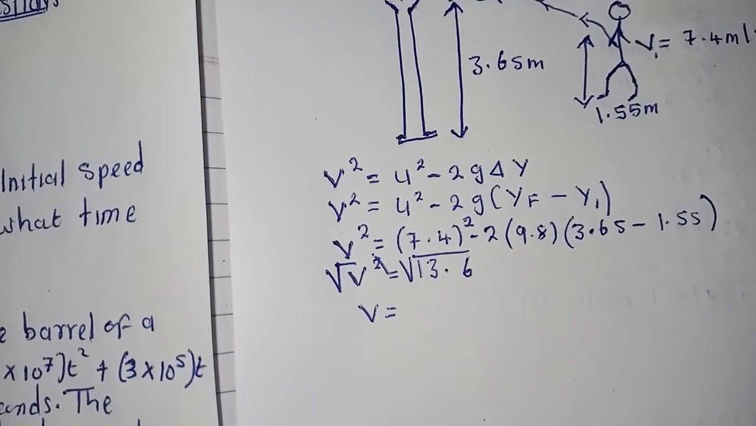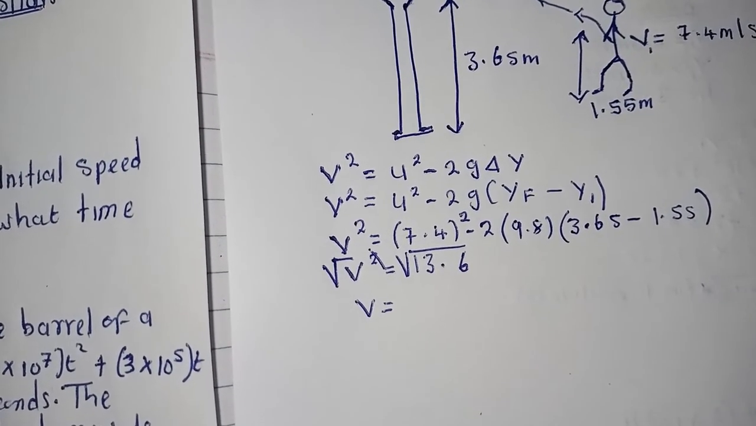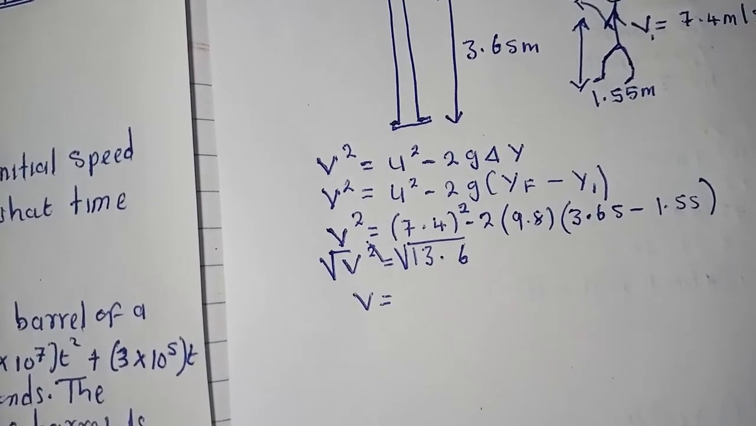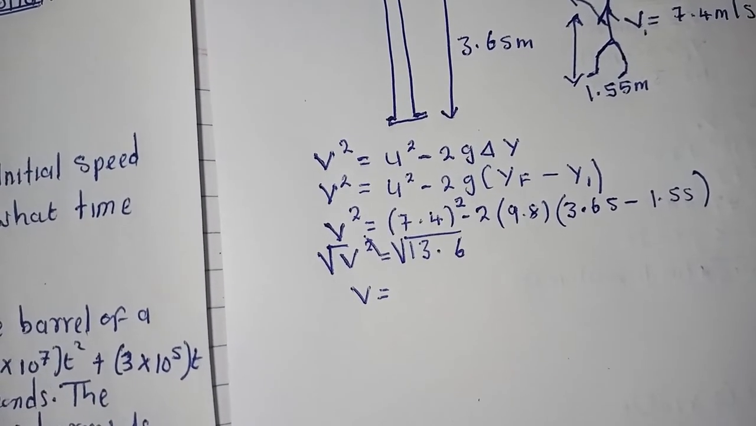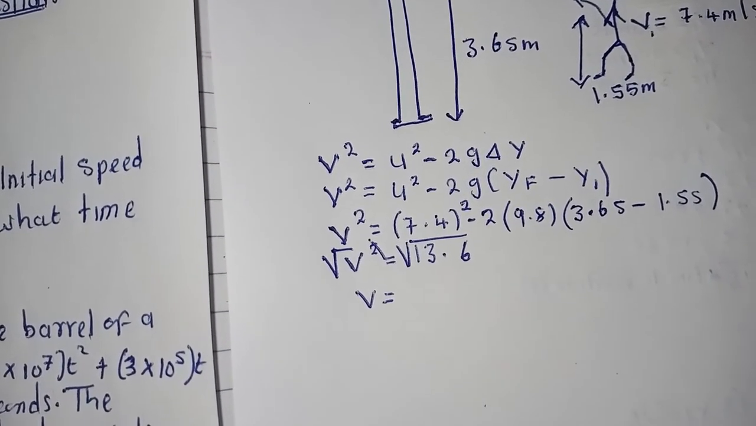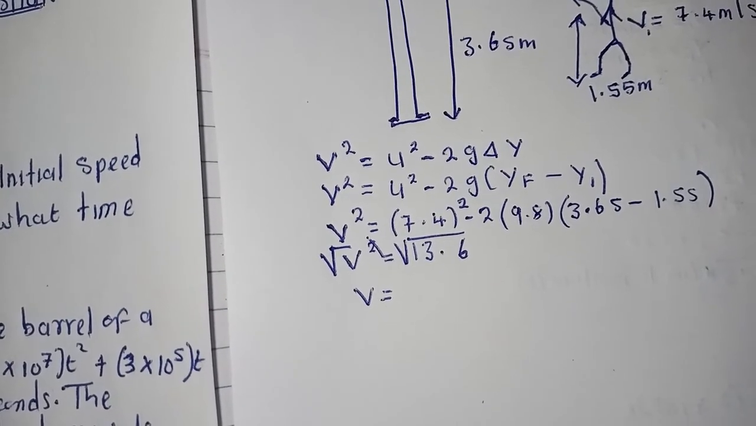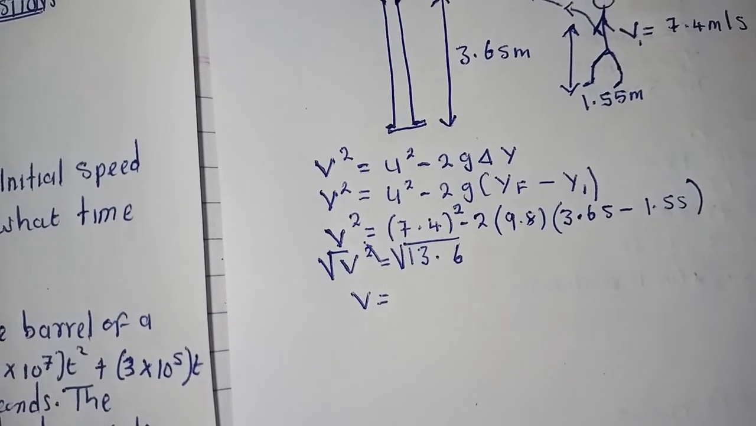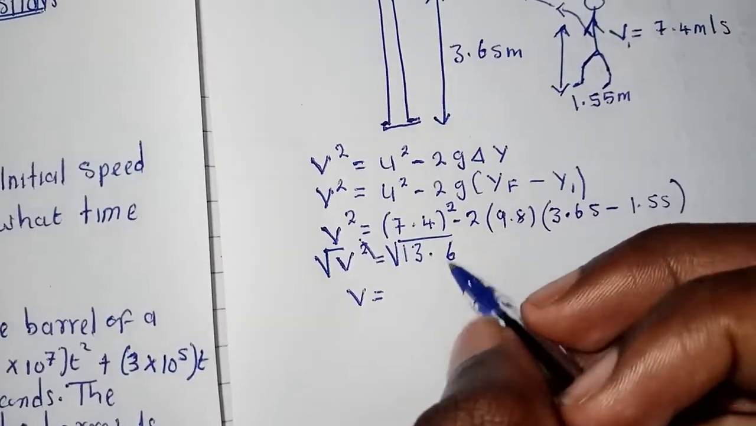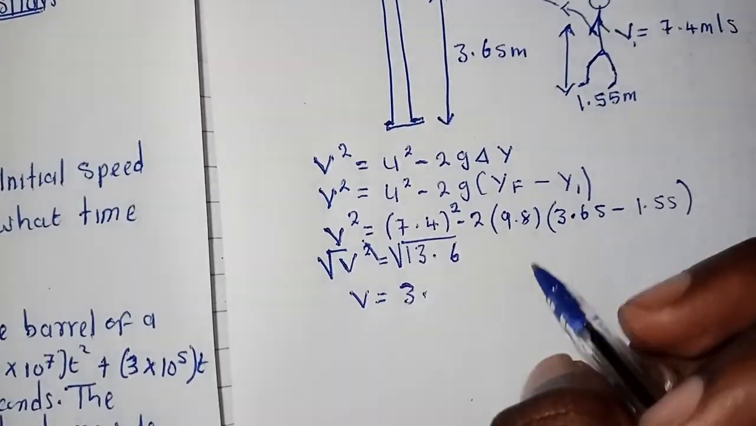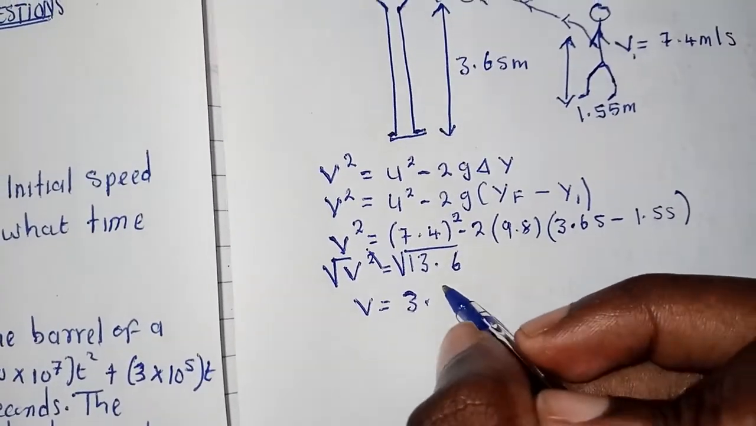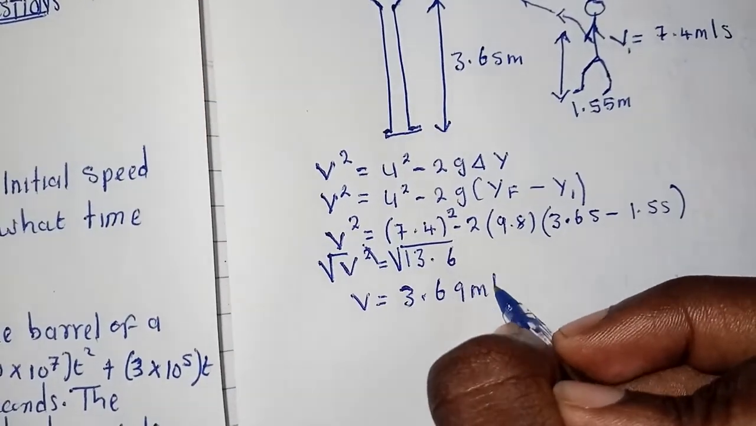My calculator is not really working well. Okay, but the square root of, let's say, 13.6, of course, we'll get 3.69 meters per second.